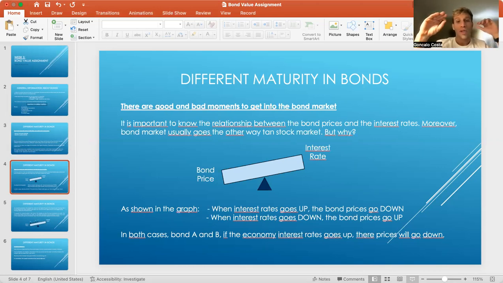The bond market usually goes the other way around from the stock market, right? Again, going back to this graph. When the interest rates go up, it usually means that the bond prices go down. And when the interest rates go down, the bond prices will go up, right? So in both scenarios, both bond A and B, if the economy interest rate goes up, the prices will go down, right? This is super important to have clear to be able to move forward.